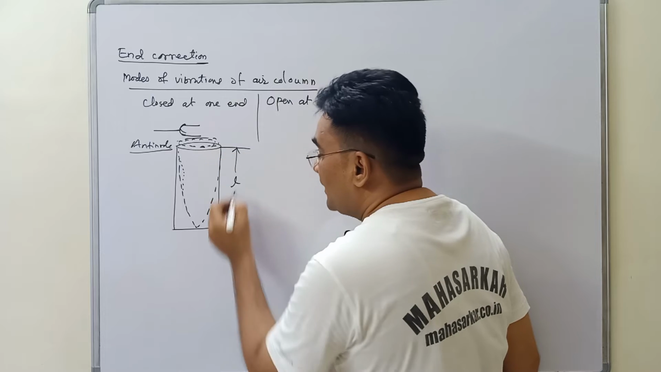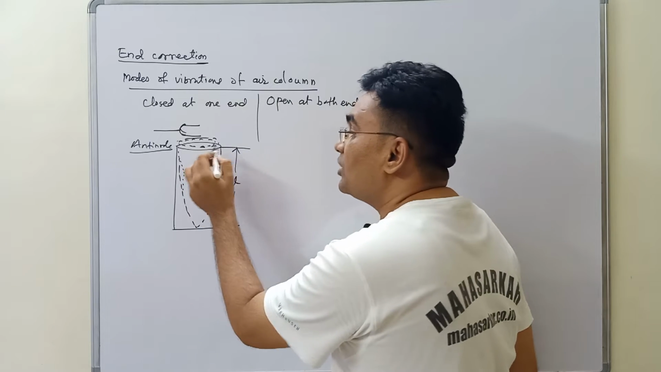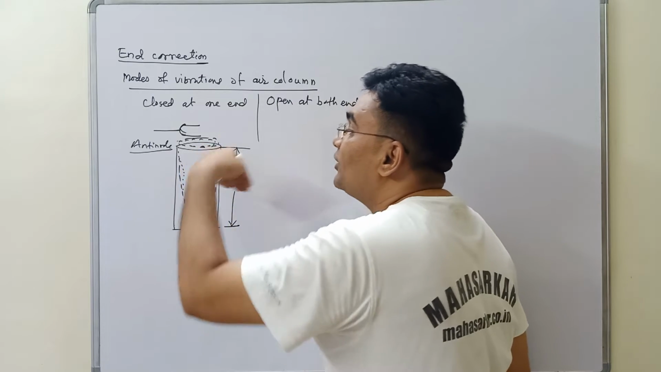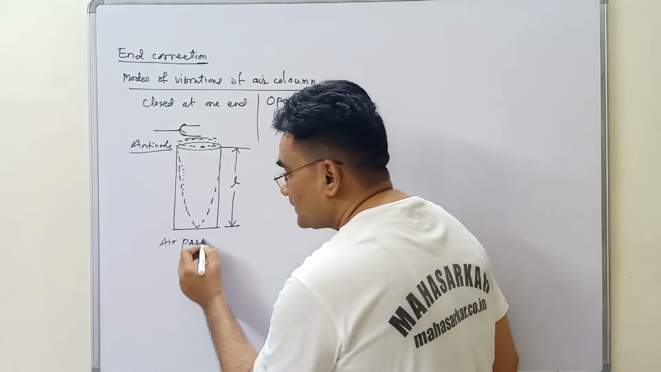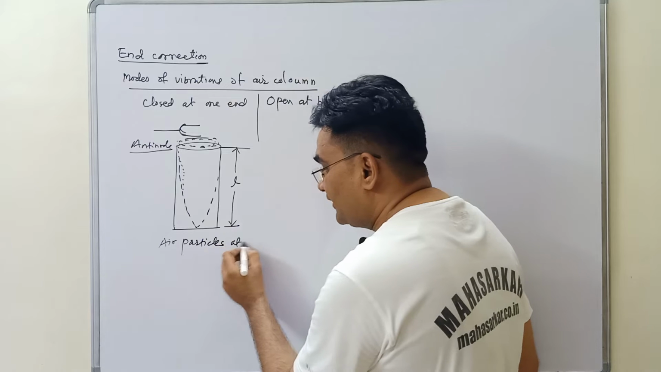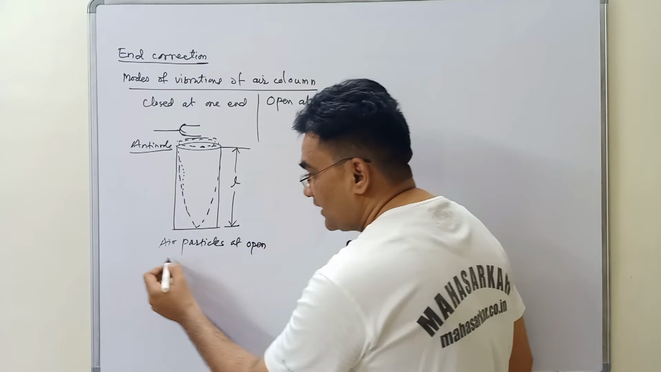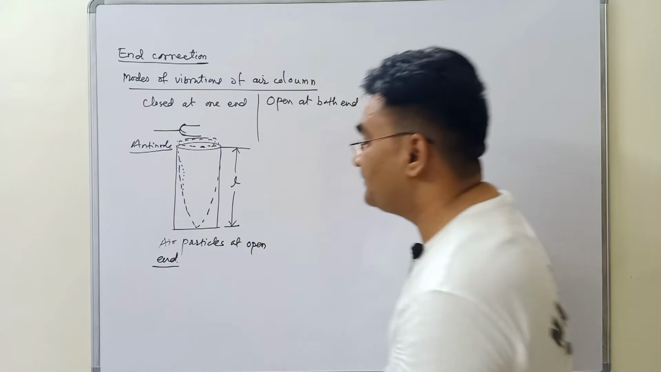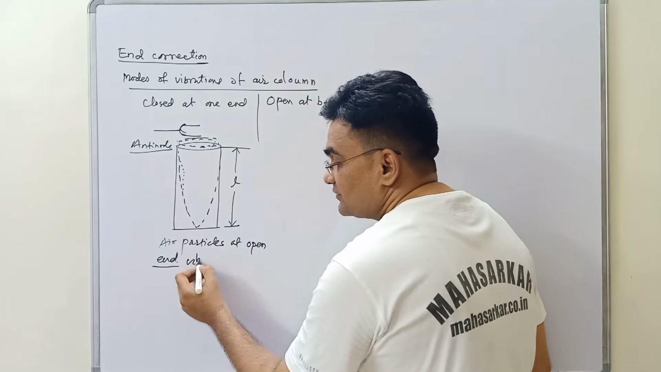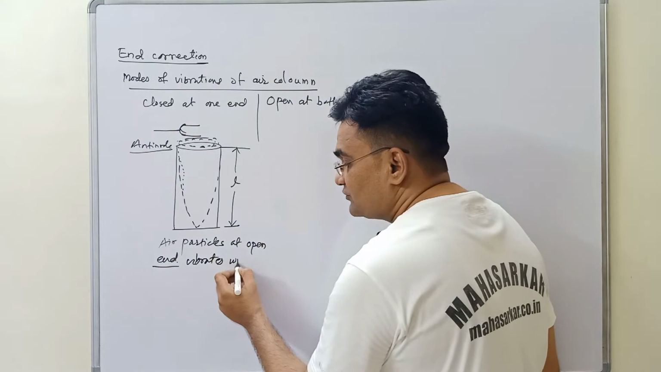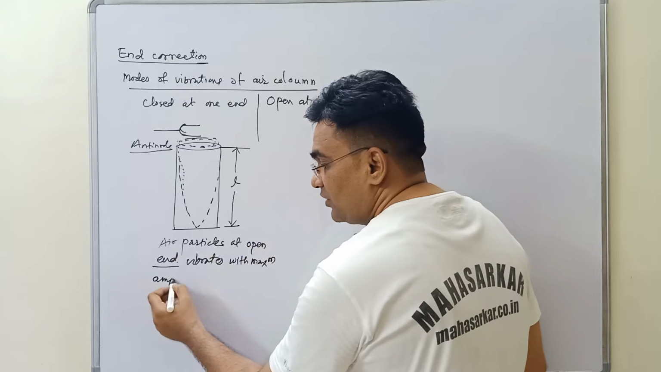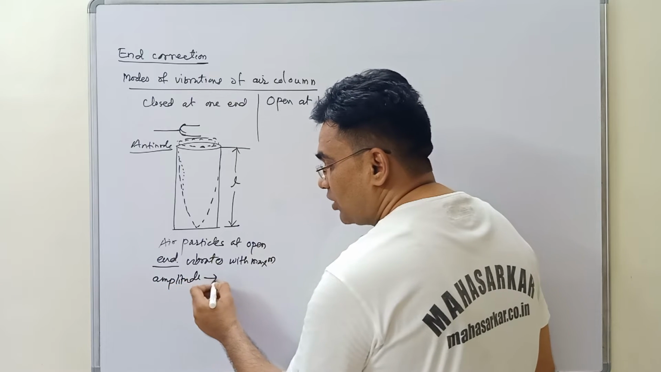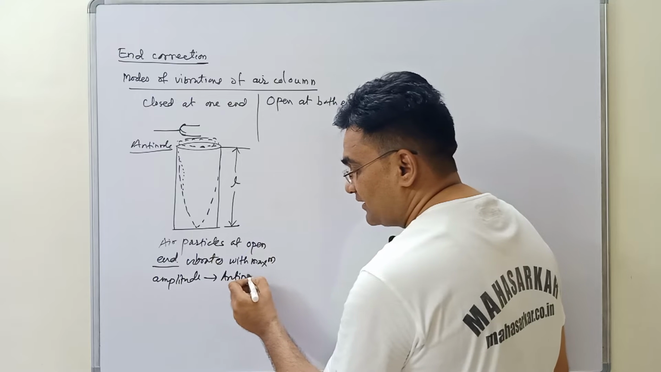But while measuring the length of the pipe during the experiment, we measure up to the edges of the pipe. Practically, antinodes are not formed at the edges; they are slightly beyond the edges, because air particles at the open end vibrate with maximum amplitude, which forms antinodes at the open end.